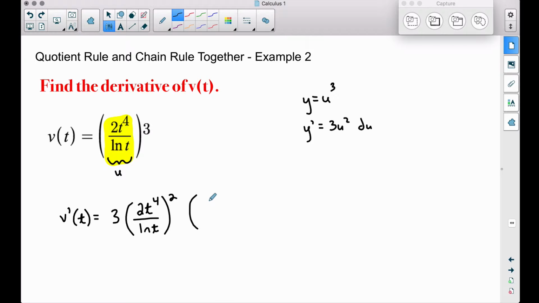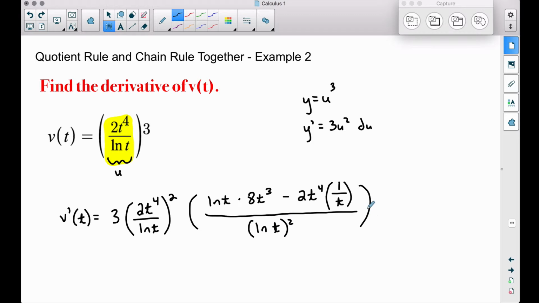So therefore we have low d high, that's going to be 8t cubed, minus high, leave that alone now, 2t to the fourth, d low, that's going to be 1 over t, because the derivative of natural log is 1 over t, and then this is all over low low, so natural log of t squared. Now let's work on cleaning this up a little bit.